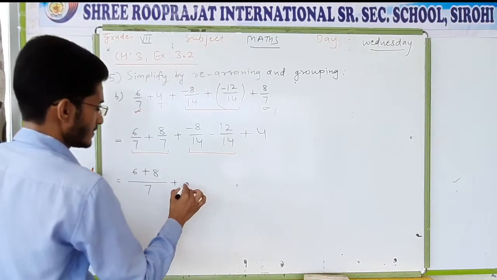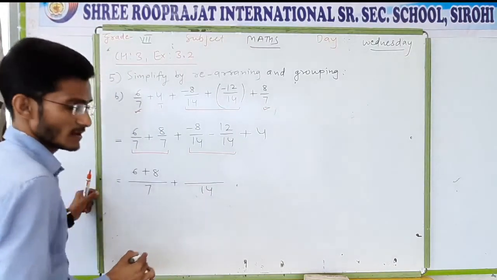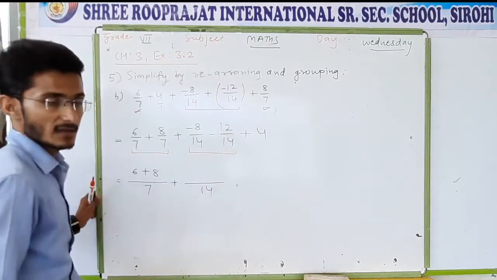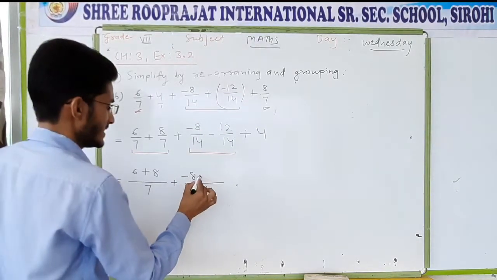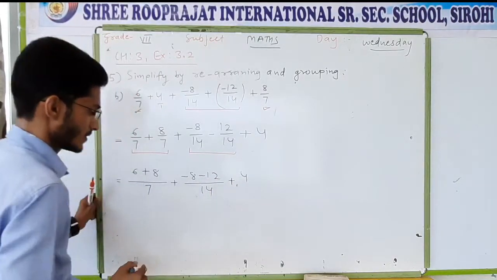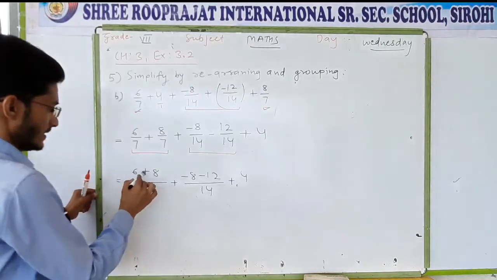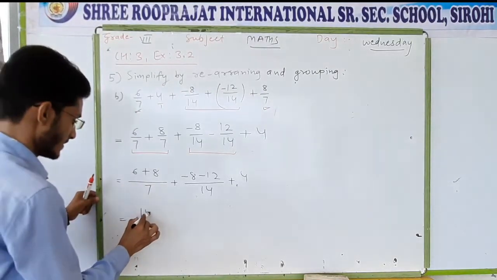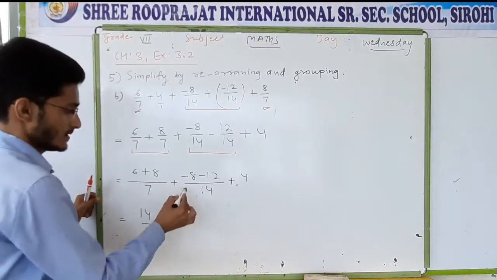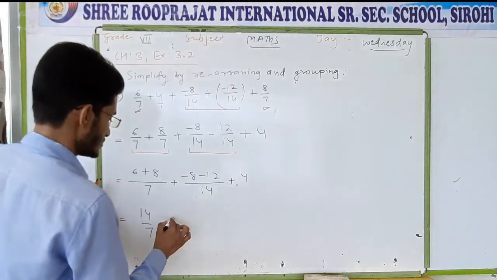Second one, here again 14 and 14, that means the LCM or denominator will be same. You have to just add or subtract the numerators. So minus 8 and minus 12, and remaining is 4. If you move to the next step, 8 plus 6, you will get a 14. That means 14 by 7 plus minus 8 and minus 12, you will get a minus 20.